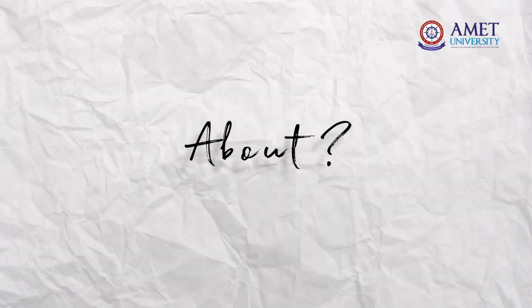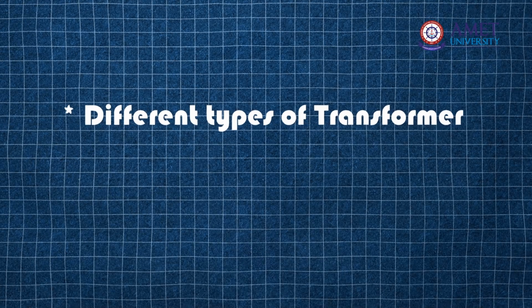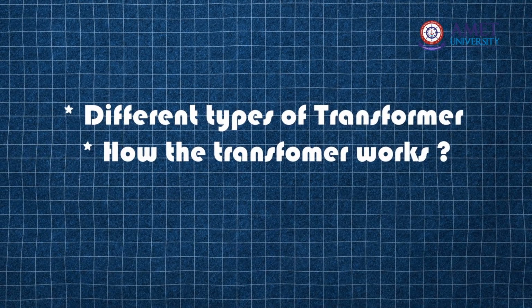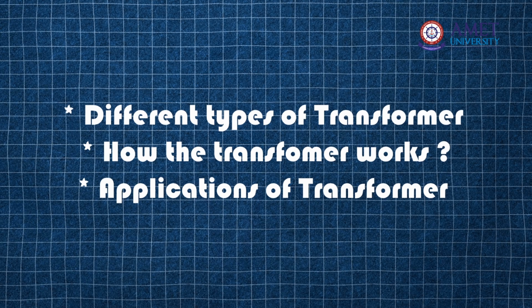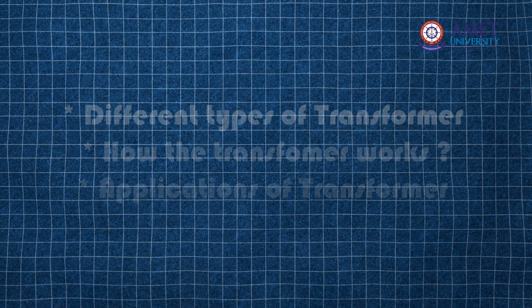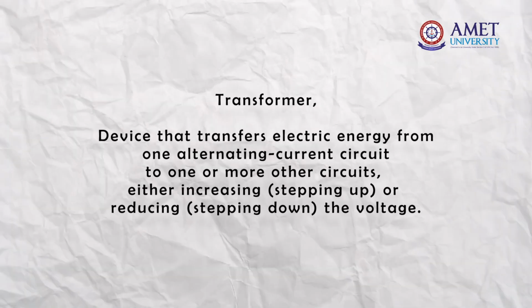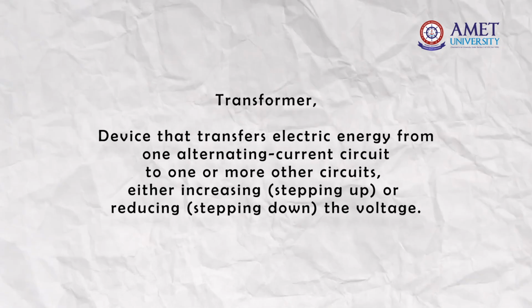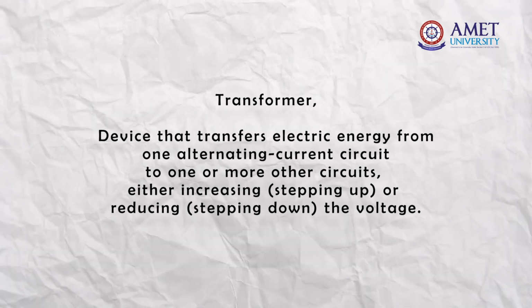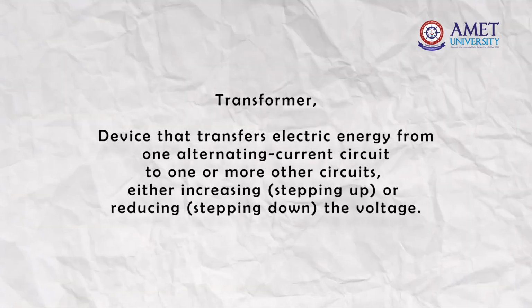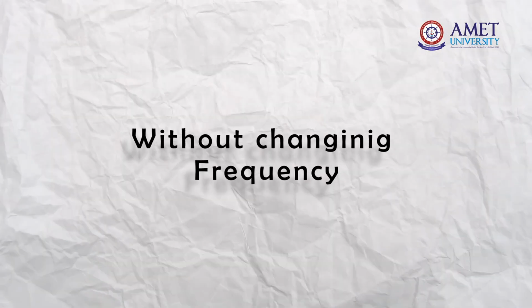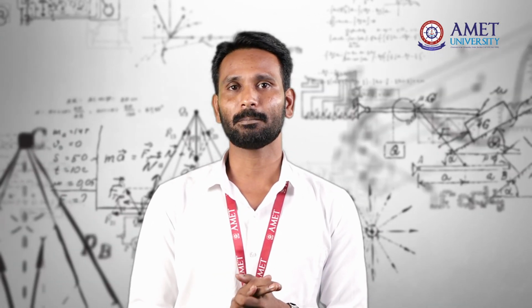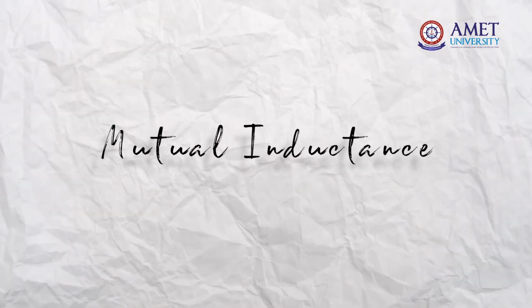Today we are going to discuss different types of transformers, how the transformer works, and the applications of transformers. The transformer is basically an electrical machine which transfers electrical energy from one circuit to another circuit without change of frequency. The transformer works based on the principle of mutual inductance.